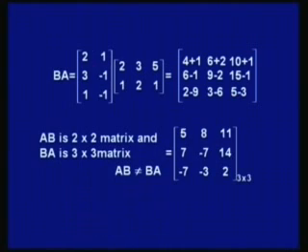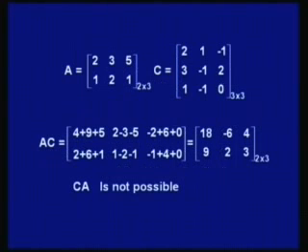So AB is not the same as BA, and this means that while addition of matrices is commutative, multiplication of matrices is not commutative. In another example, if I consider A as a 2 by 3 matrix and C as a 3 by 3 matrix, then the product AC will be a 2 by 3 matrix, obtained as this.